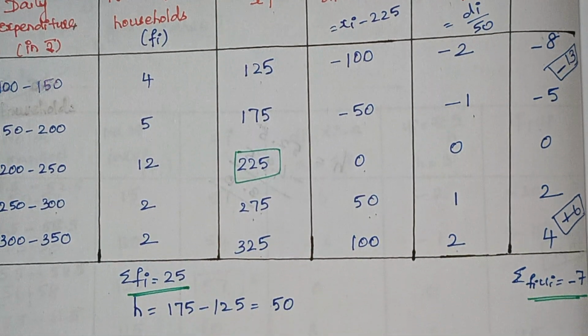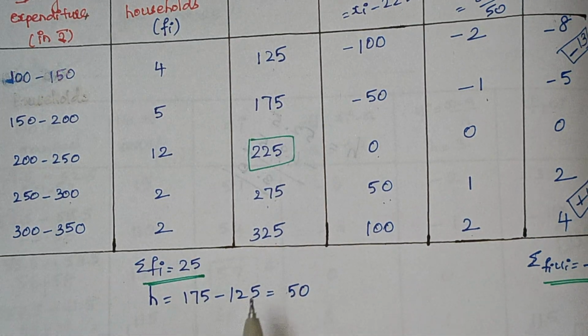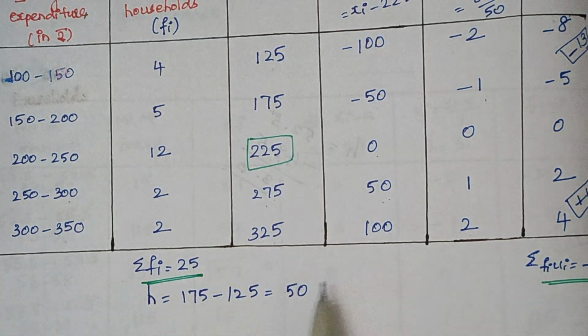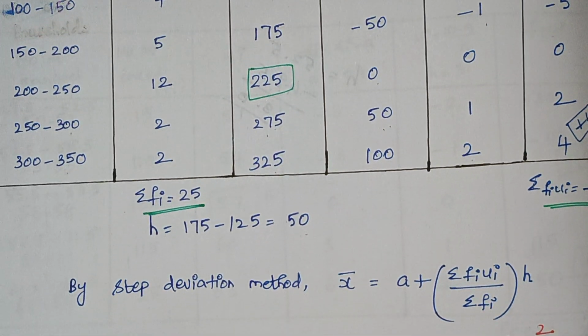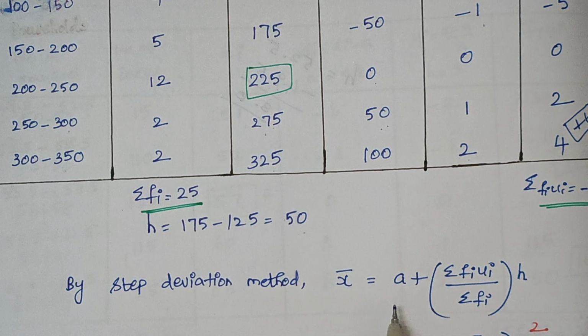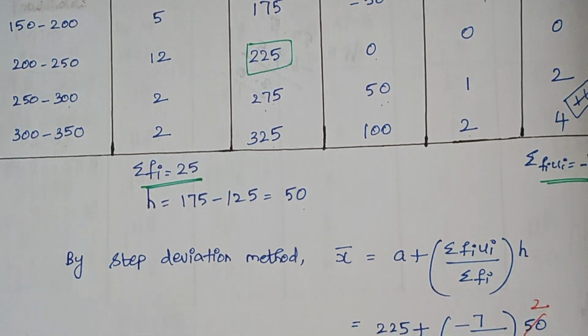So I have already told, right, how to calculate h. Here you can take any interval, right? You have to find the difference, that's it. So here it is 50. And by step deviation method, so this is the formula. You know the value of A, you know H, you know all these things. So just substitute the values.